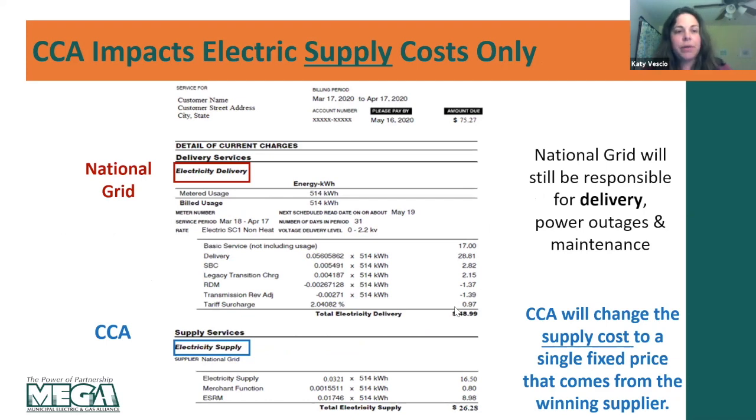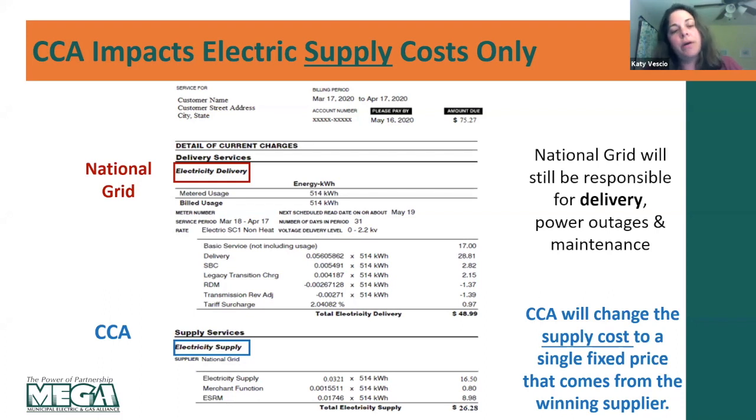So in this example, you can see up at the top, the delivery services are a responsibility of National Grid. National Grid is the utility company and they own the infrastructure that delivers your electricity. In a CCA, they continue to do this. So they are going to continue to bill you for delivery charges. They will respond to power outages, fix down lines, all those things that you've come to expect and experience with a utility company. You remain a customer of National Grid's in a CCA program.